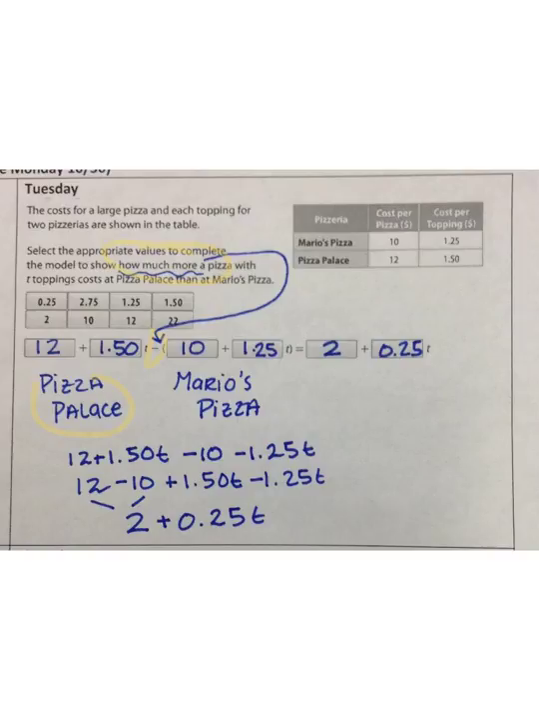Then down below I have my work showing where I got rid of the parentheses and combined like terms. Big thing is to remember to distribute that negative to the second expression, and then you end up with 2 plus 0.25t.